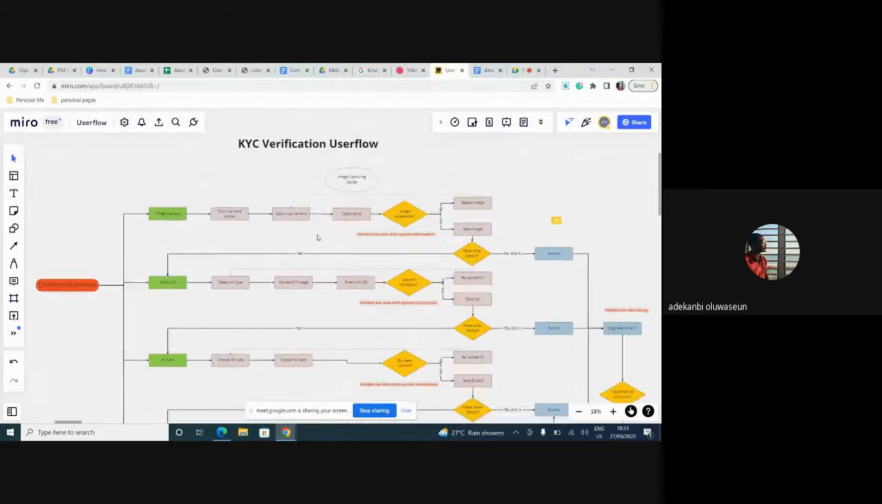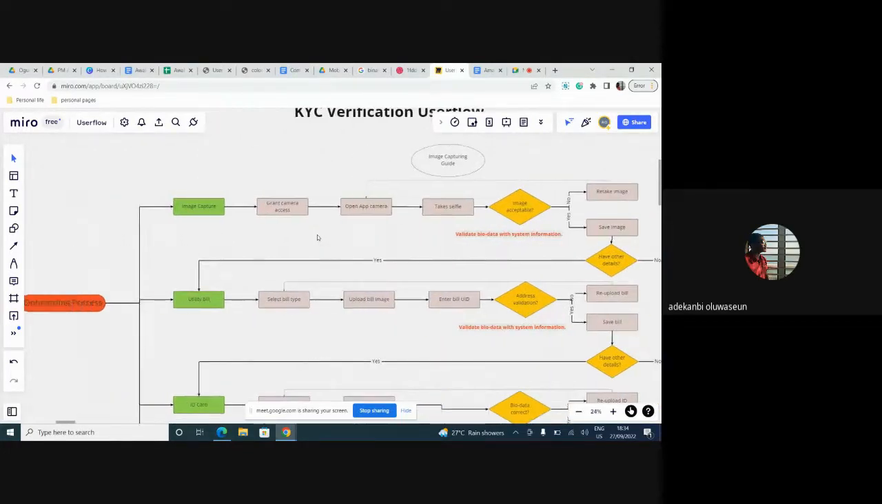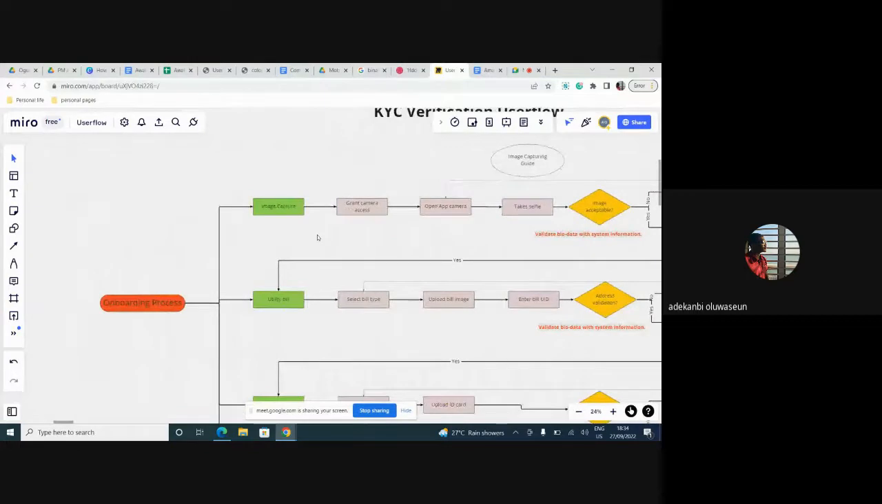Let me know if you can see my screen. Yes, we can. The letters are tiny. Can you zoom in more? All right. Is this better? Kind of. Can anyone else see this? Yes.